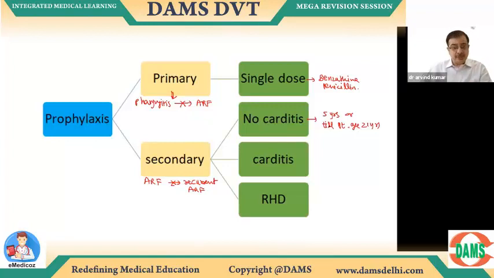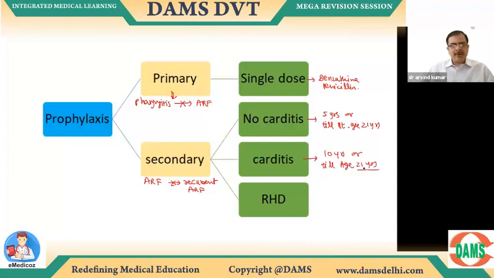That means a total of 10 years duration. The other way around, if the patient comes at the age of 18 years, we will give prophylaxis till 23 years. That means 5 years, whichever is longer. While for carditis, the duration is 10 years or till the patient's age is 21 years.